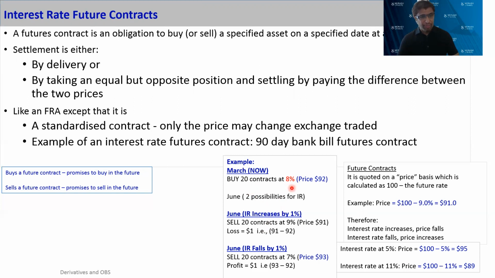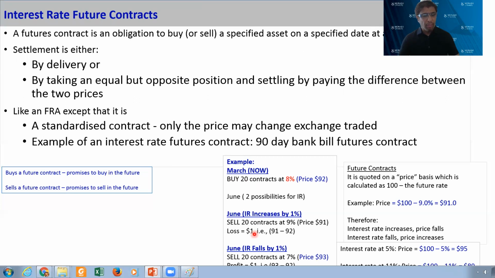So if you buy 20 contracts at 8% in March, you have to sell them at the first change of the interest rate, which is in June, or the next auction when the interest rate changes. So now if the interest rate increases by 1%, it becomes 9% and the price will be 91. And you have to sell, so you bought for 92 and you have to sell for 91. So in this case, there is a loss of $1.